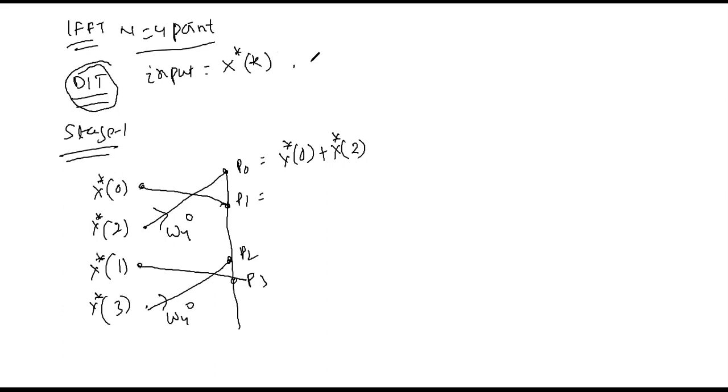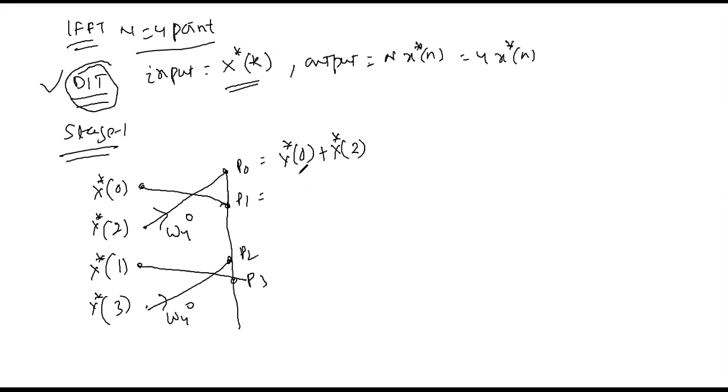Don't worry. Output is n x conjugate n. Simply, in case of 4 point, it is 4 x conjugate n. Input is x conjugate k. So for DIT, the input is bit reversal order. Yes or not? Like this.